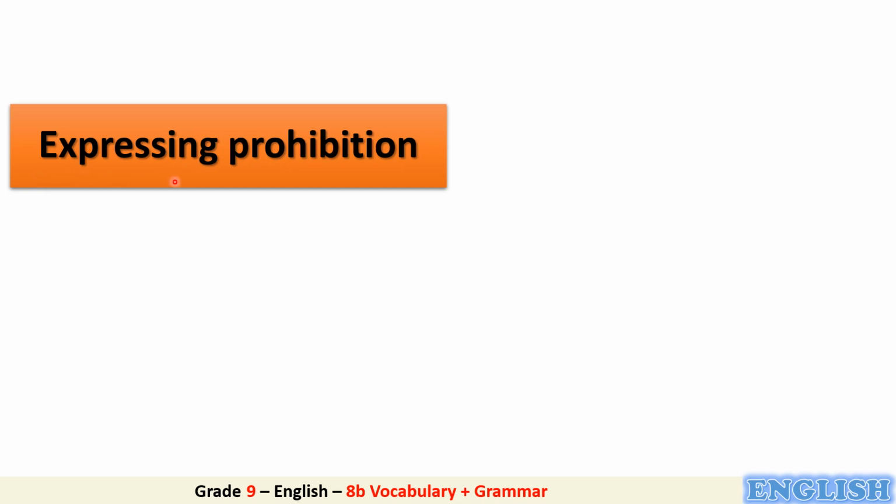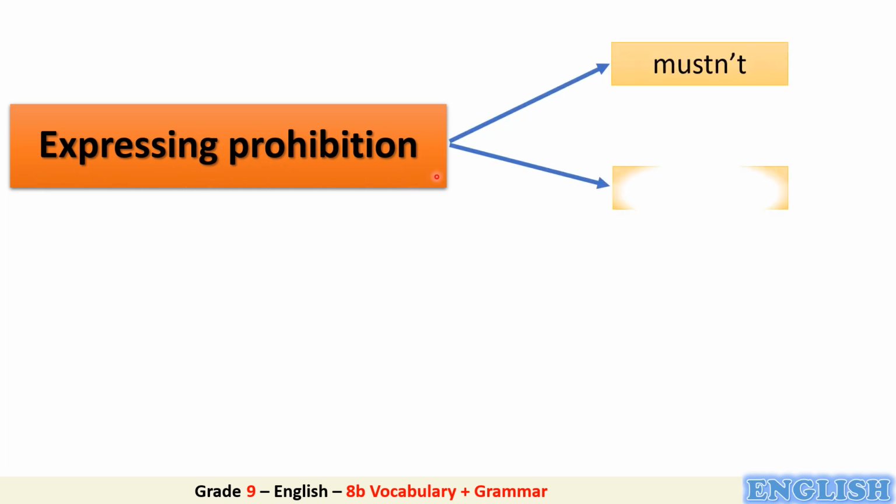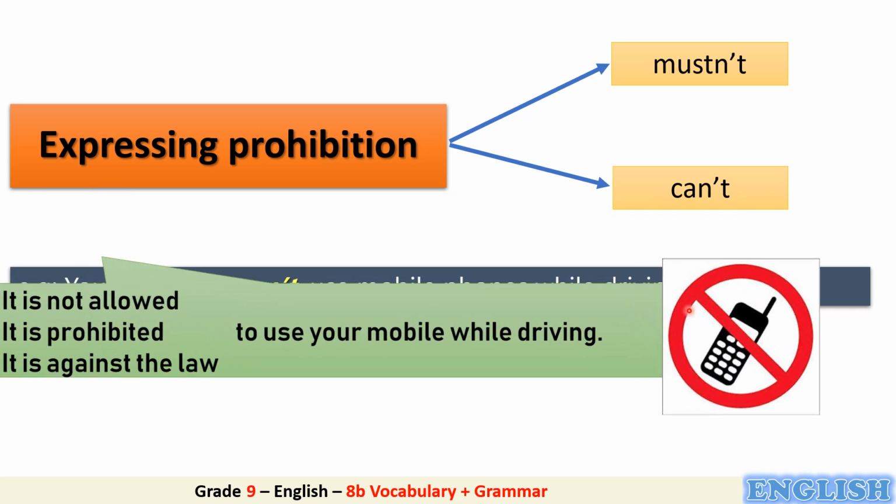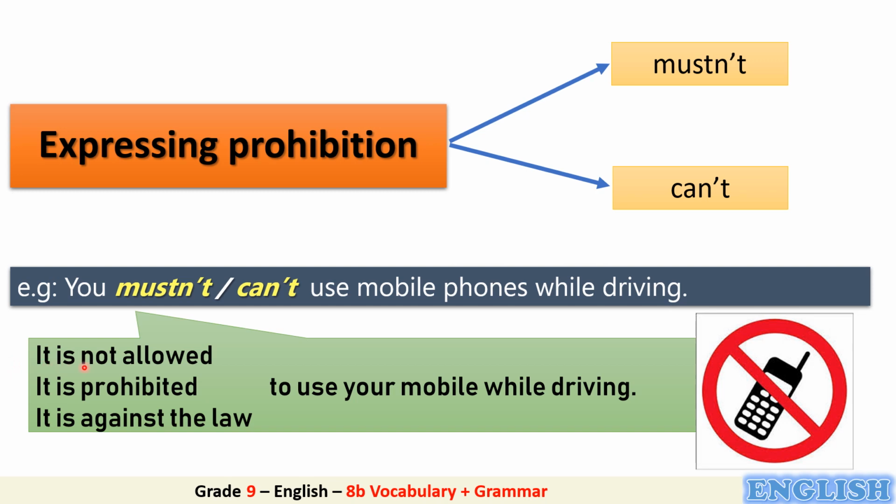For expressing prohibition, we use these two modal verbs, mustn't and can't. Look at the following example. You mustn't or can't use mobile phones while driving. This means it is not allowed, or it is prohibited, or it is against the law to use your mobile while driving.